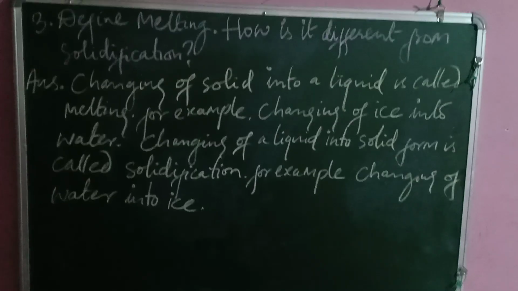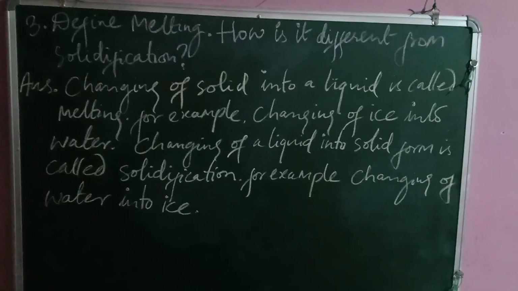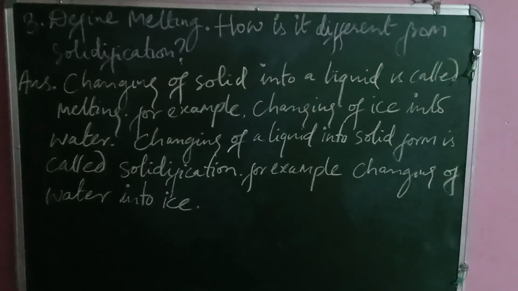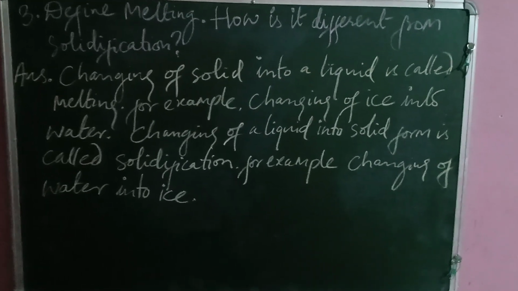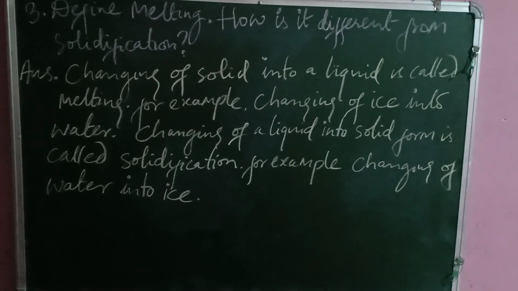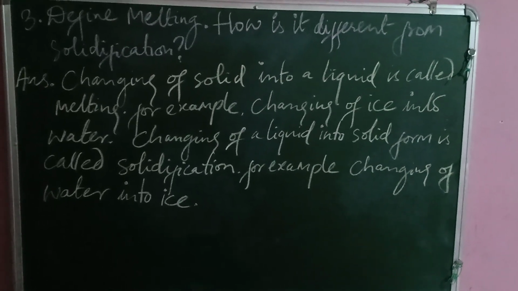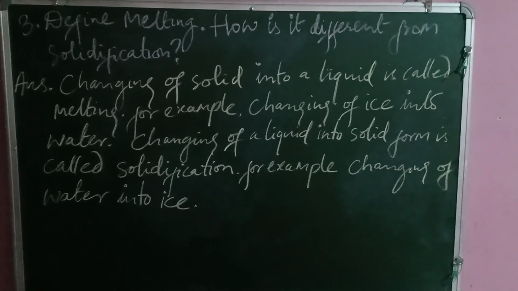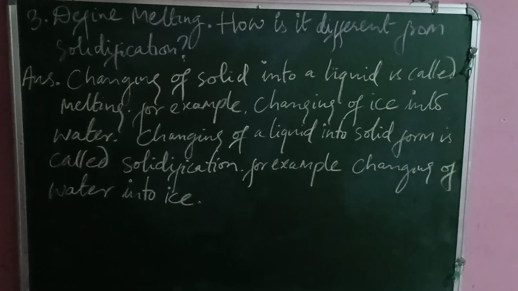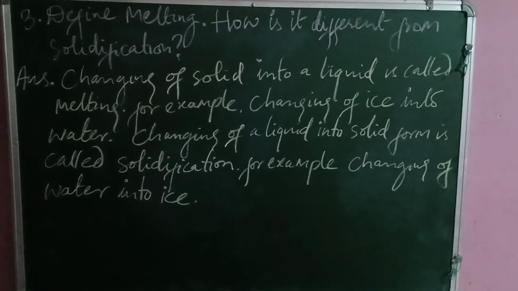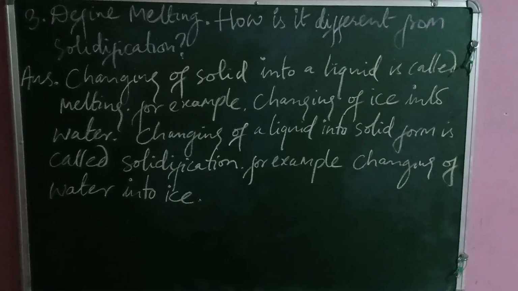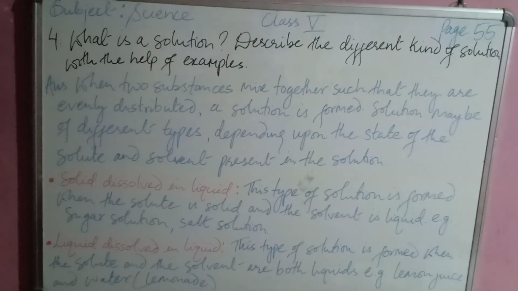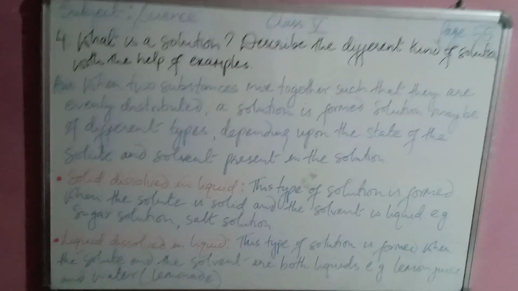Now question number 3, define melting, how it is different from solidification. So you can write changing of solid into a liquid is called melting. For example, changing of ice into water. Changing of liquid into a solid form is called solidification. For example, changing of water into ice. Moving on.